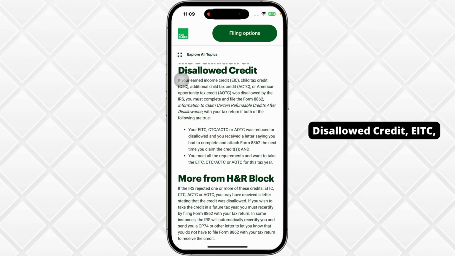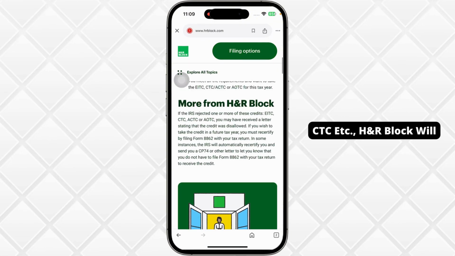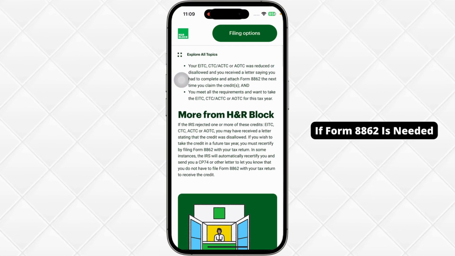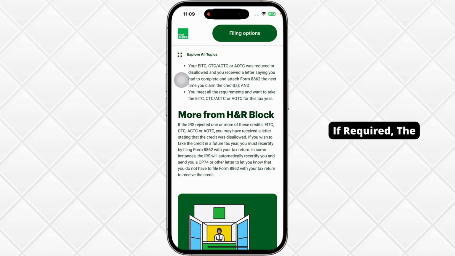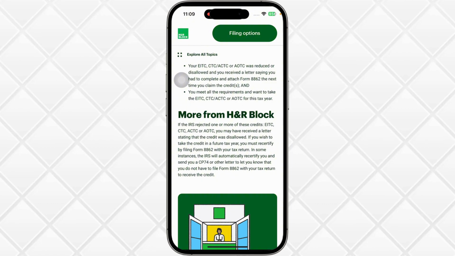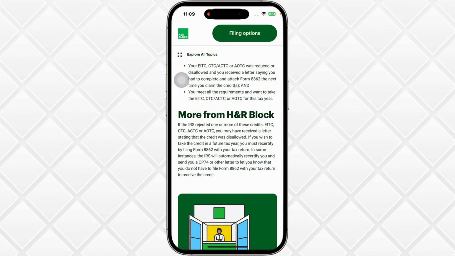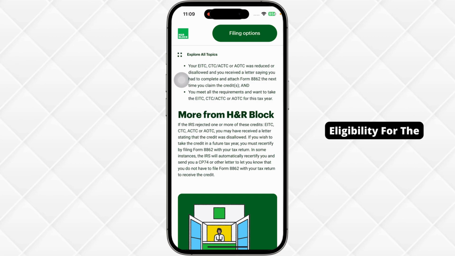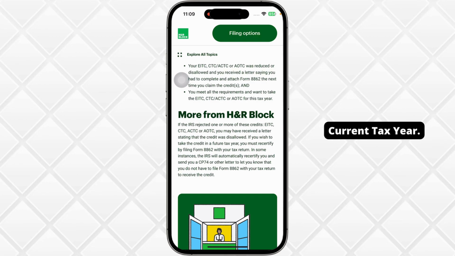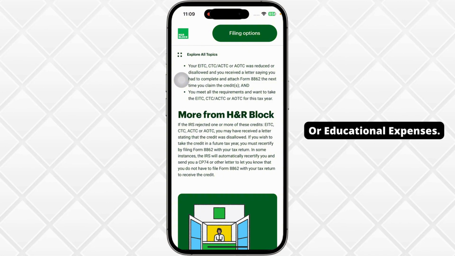When claiming a disallowed credit, EITC, CTC, etc., H&R Block will automatically determine if Form 8862 is needed based on your prior tax history. If required, the software will prompt you to complete Form 8862. Answer questions about why the credit was disallowed previously, provide updated information showing eligibility for the credit in the current tax year, verify details about your income, dependents, or educational expenses.